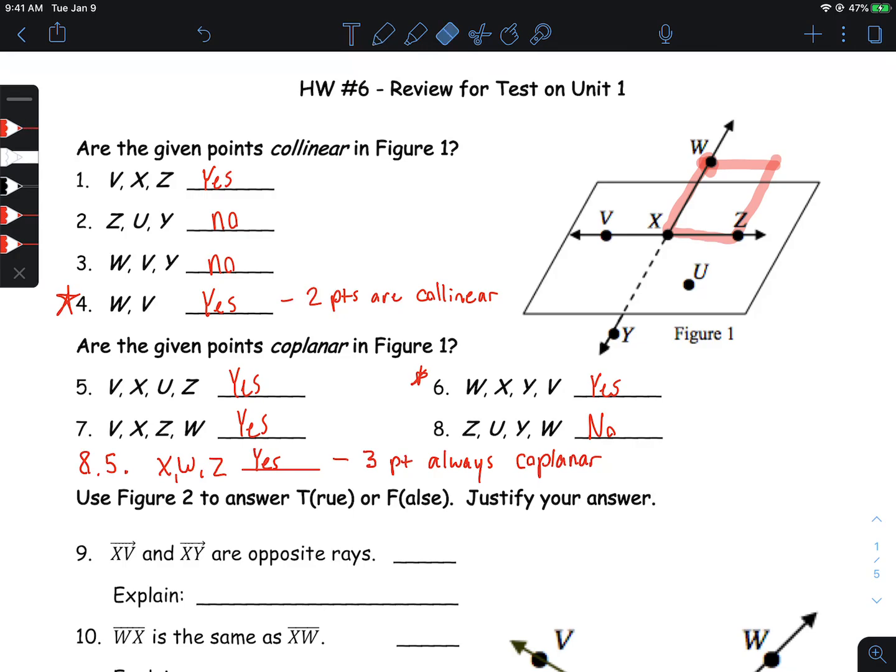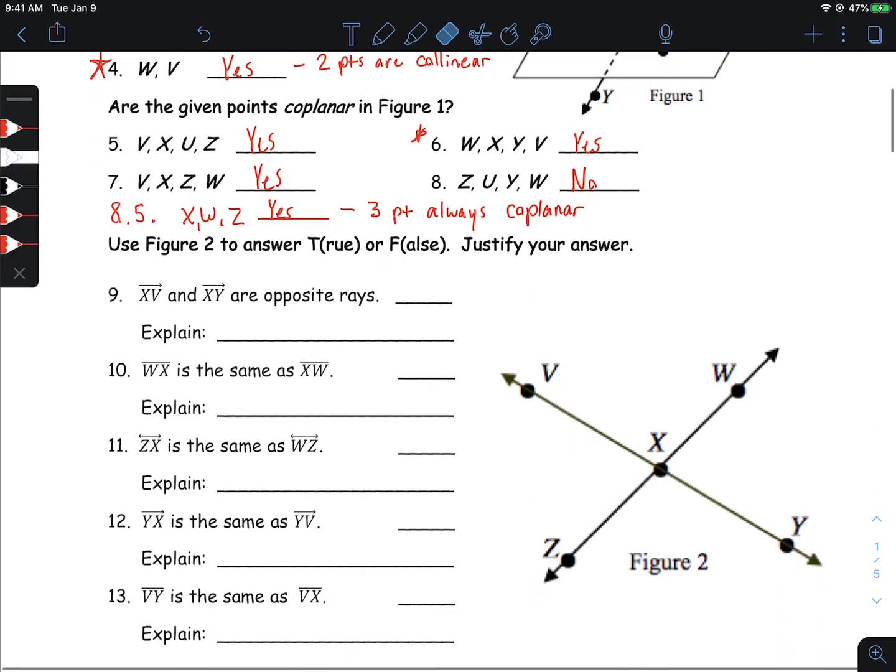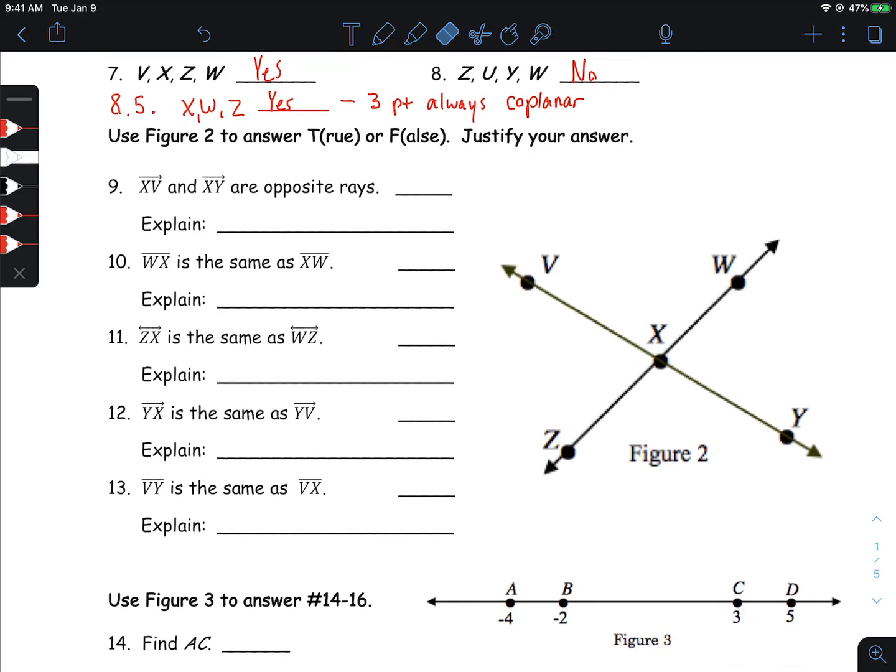Okay, so make sure you add that in there. That'll be good to study with. Okay, next you got a couple of true or false questions determining if these things are the same or not. So, just true or false statements here.